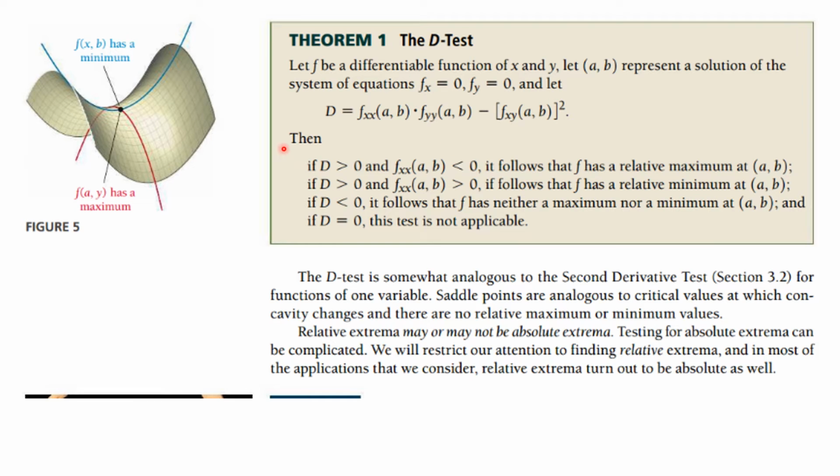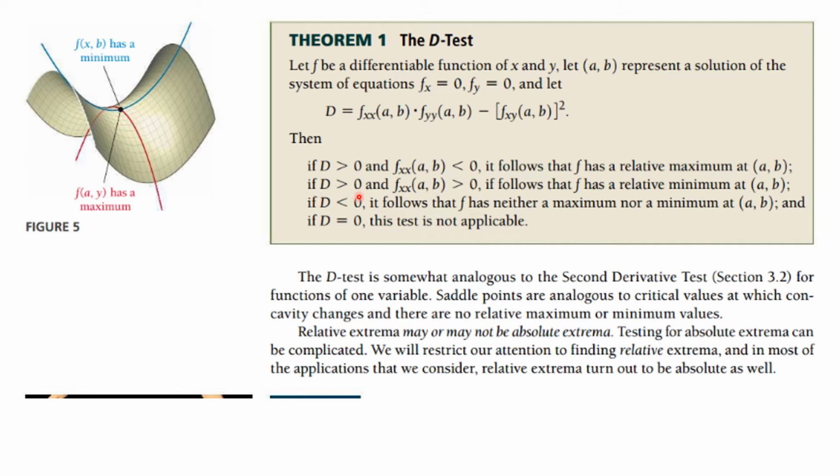And then we have outcomes. Now if D is greater than 0 and f_xx at (a, b) is less than 0, it follows that f has a relative maximum at (a, b).